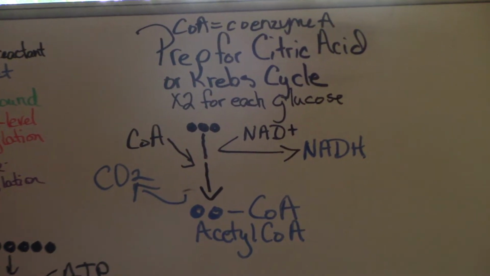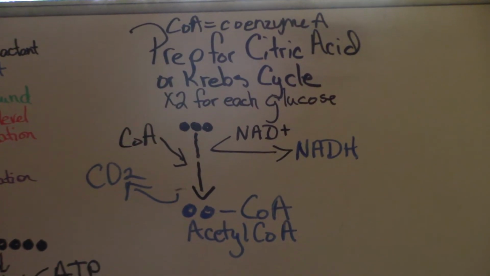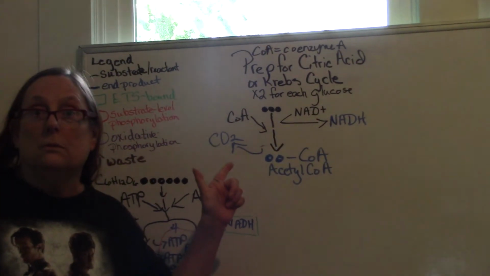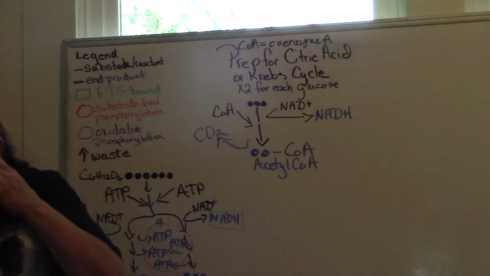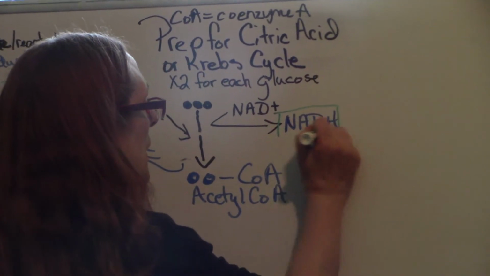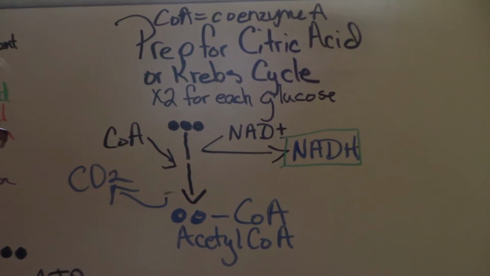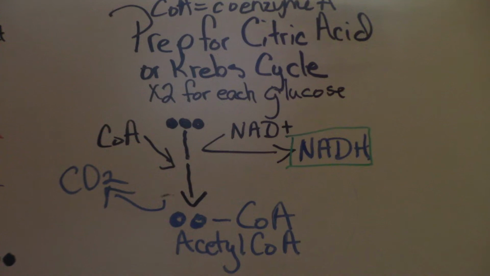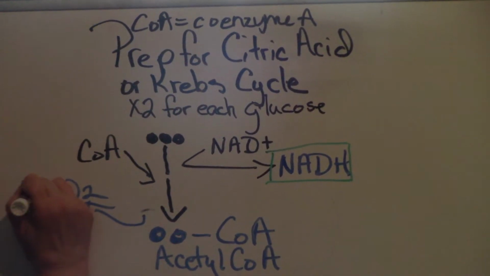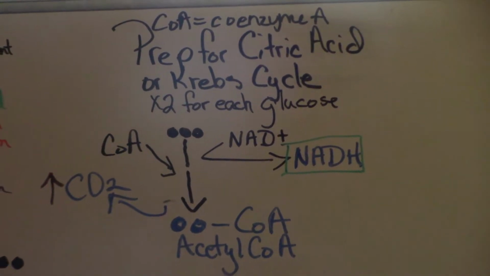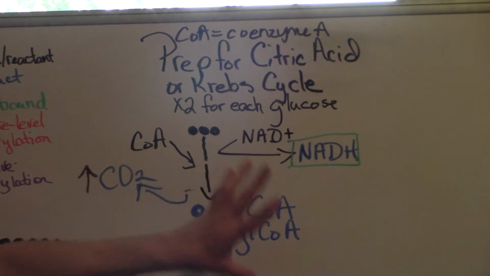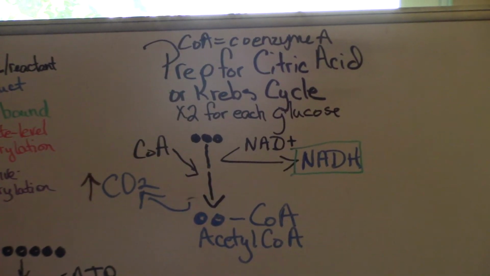So if you've ever wondered why you do this, it's to get rid of these CO2s. That's why you do that. Okay? So we have another NADH that is ETS bound, and we have CO2 as a waste. Notice that there's no ATP produced in this stage.